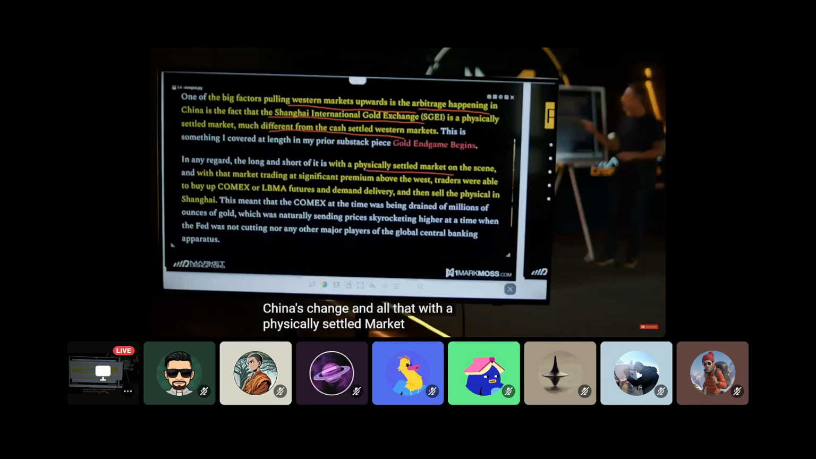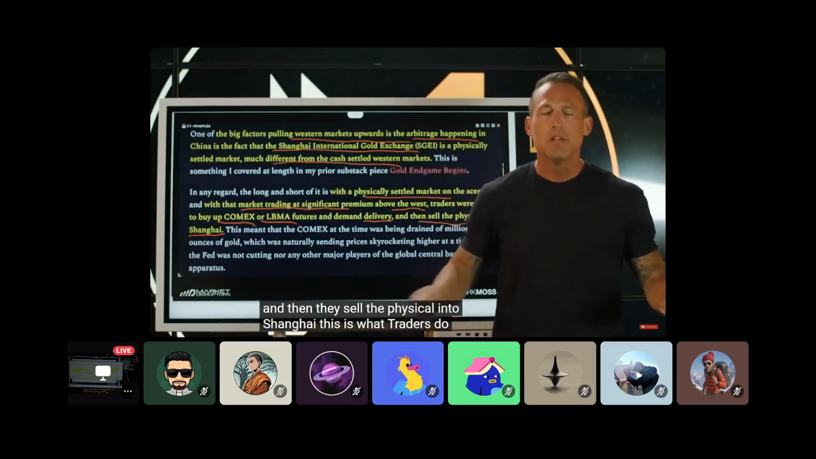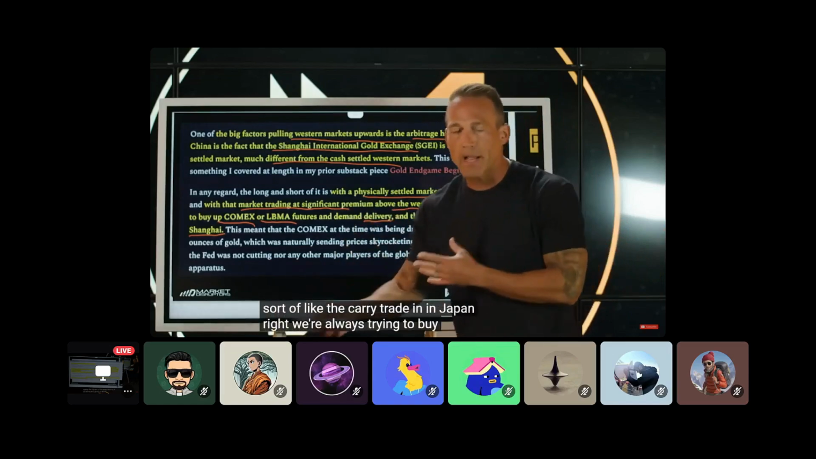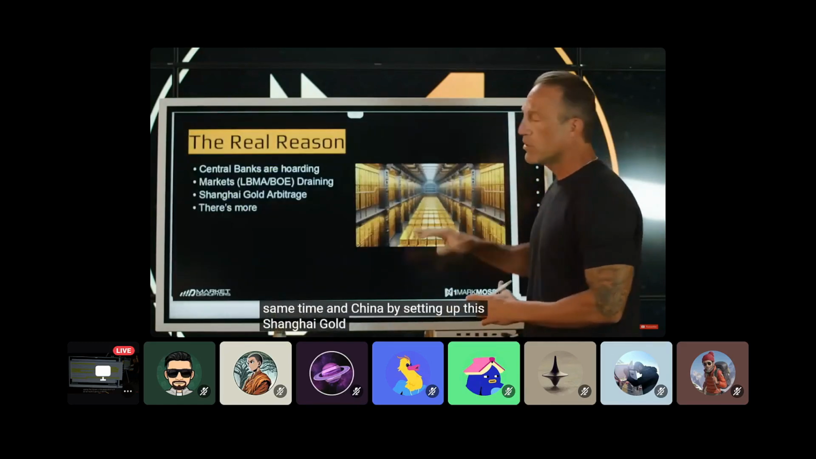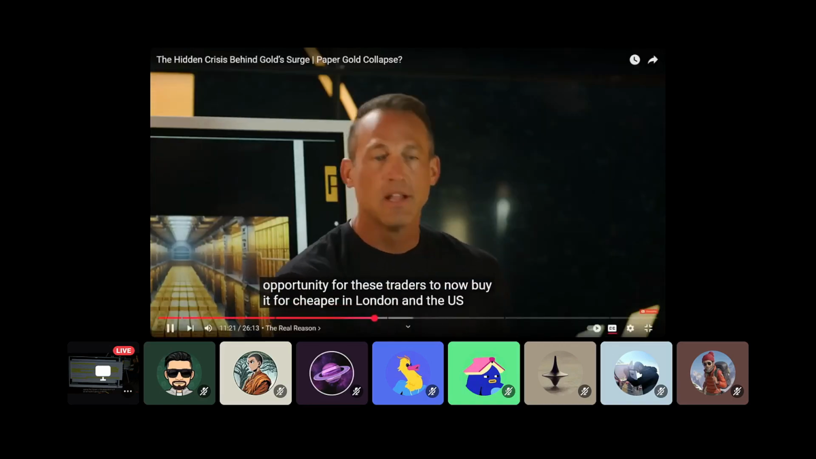With a physically settled market on the scene, and with that market trading at a significant premium above what the West, the US and London, traders were able to buy up the COMEX or the LBMA futures and then demand delivery. So I bought them cheap and I demand delivery. I don't want just the cash. And then they sell the physical into Shanghai. This is what traders do. Traders exploit arbitrage opportunities. It's sort of like the carry trade in Japan, right? We're always trying to buy low and sell high in different markets at the same time. And China, by setting up this Shanghai Gold Exchange, gives these traders the opportunity to now buy it for cheaper in London and the US and sell for higher in China.